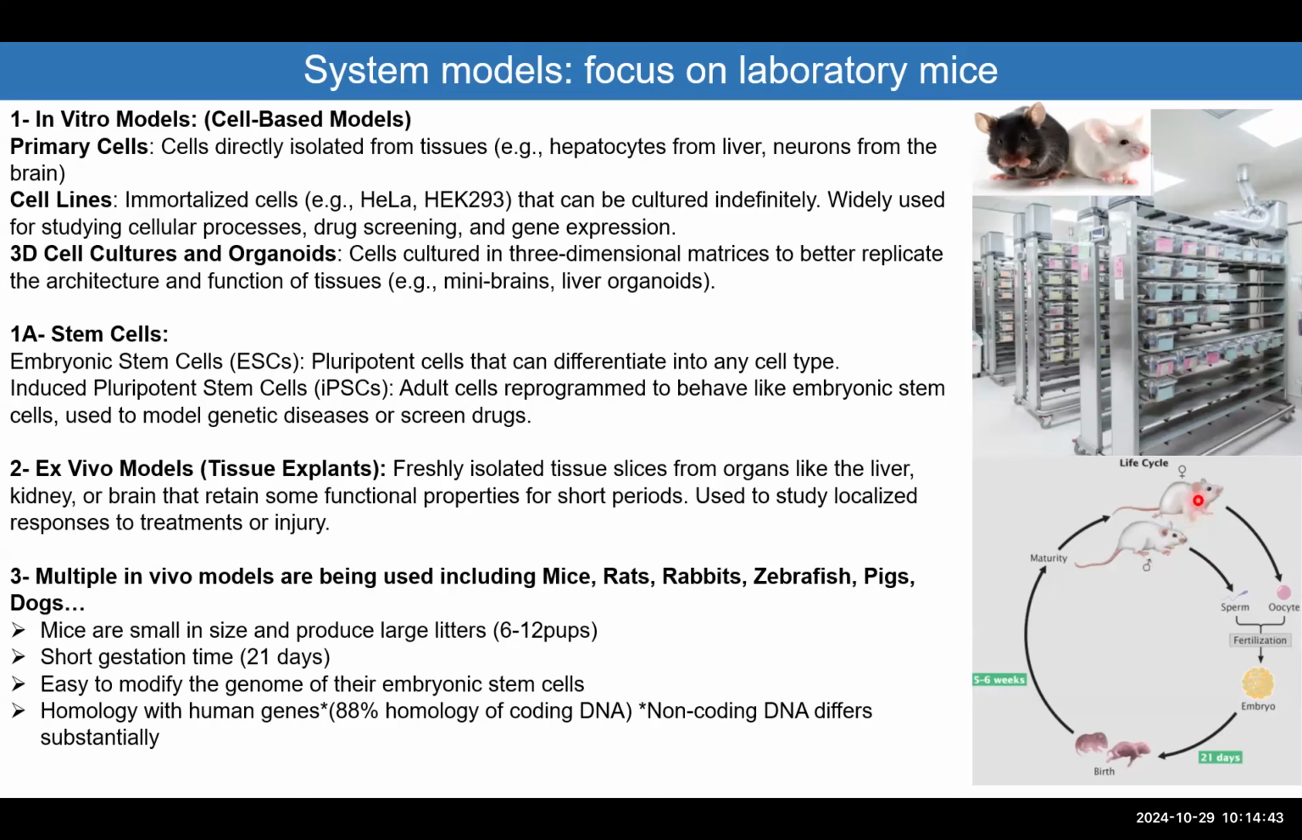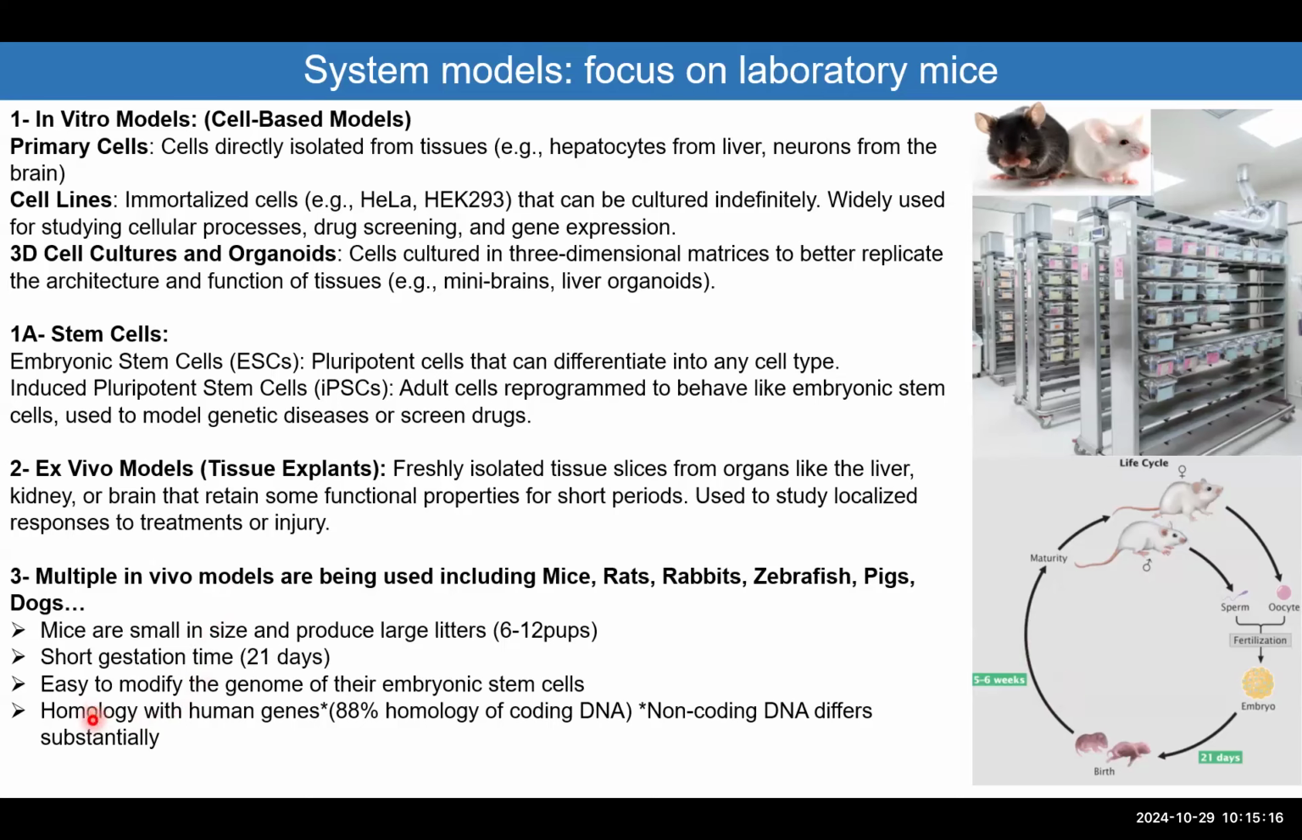The mouse life cycle is very short, in terms of the fertilization and embryogenesis. It takes around 21 days from the fertilization process to the birth. So that's relatively very short, and it's very good to perform experiments. You don't want to wait 3 years to perform an experiment. And within 5 to 6 weeks, they reach maturity, so you can perform experiments on those.